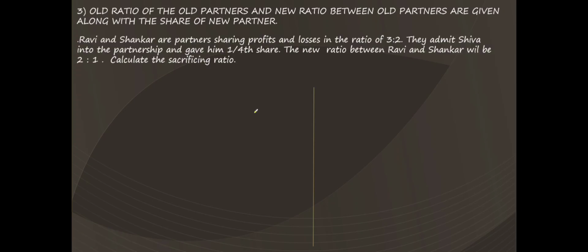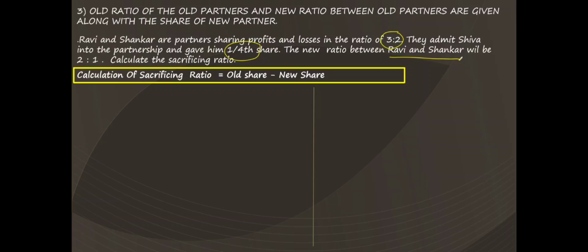Let's see the sum. Ravi and Shankar are partners sharing profits and losses in the ratio of 3:2. They admit Shiva into the partnership and give him 1/4 share. The new ratio between Ravi and Shankar will be 2:1. Calculate the sacrificing ratio. So now the sacrifice ratio formula will be old share minus the new share.